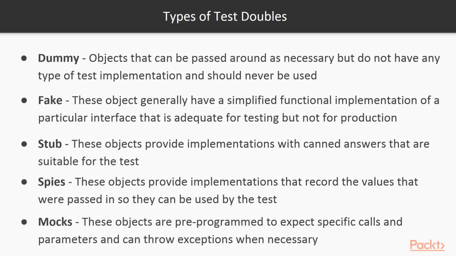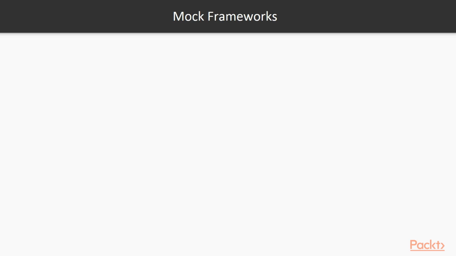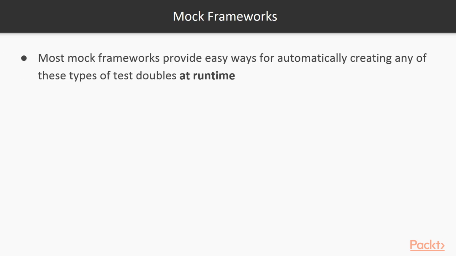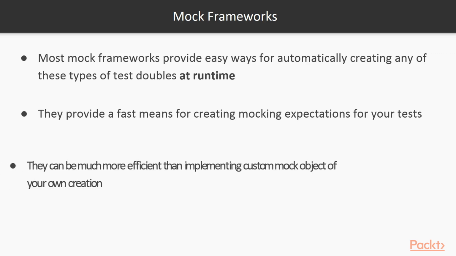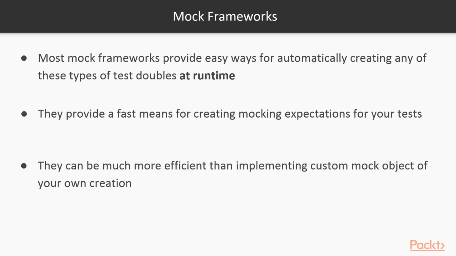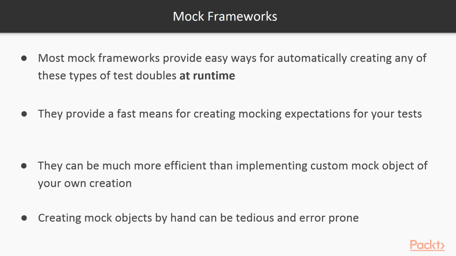Mock objects are the most sophisticated of all the test doubles. They have pre-programmed expectations about the ordering of calls, the number of times functions will be called, and the values that will be passed in. Mock objects will generate their own exceptions when these pre-programmed expectations are not met. Mock frameworks are libraries that provide easy-to-use APIs for automatically creating any of these types of test doubles at runtime. They provide easy APIs for specifying the mocking expectations in your unit tests. They can be much more efficient than implementing your own custom mock objects, as creating your own custom mock objects can be time-consuming, tedious, and error-prone.